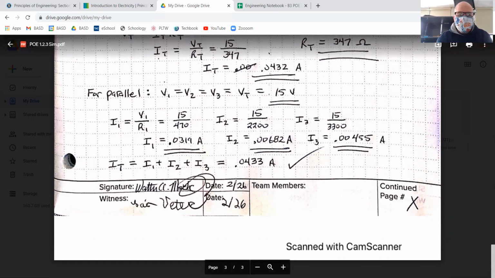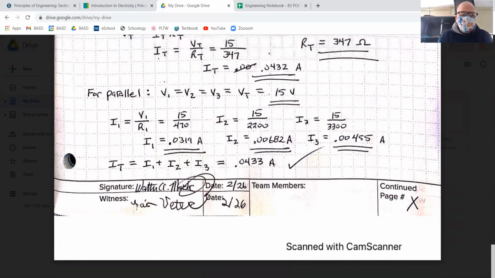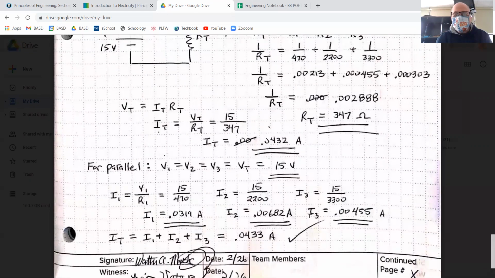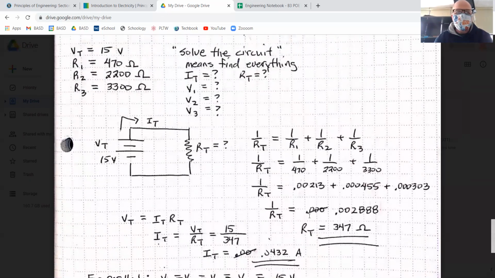I signed and dated the bottom of my page. Lewis witnessed it with his date. I don't have any team members, except I have the emotional support of everyone in class.